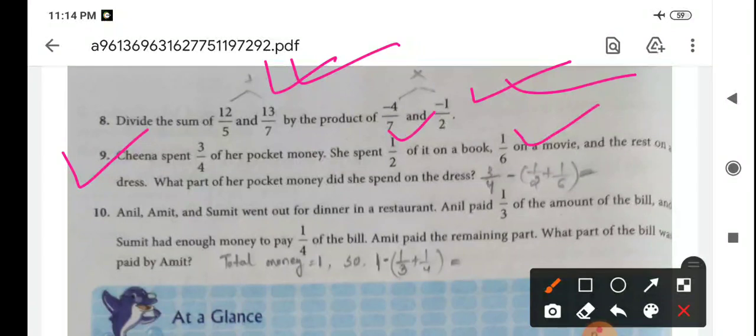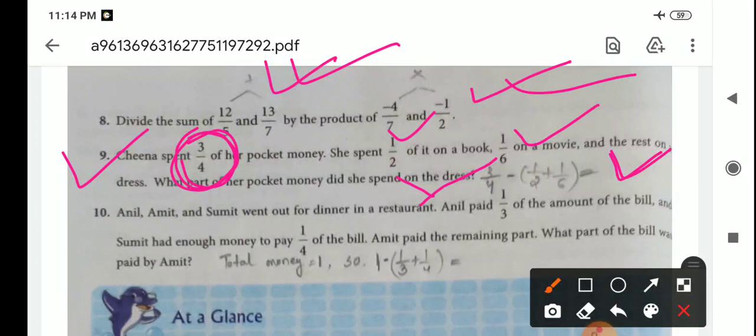Very easy. Total spent is this much. So already total pocket money is this much. Already she spent this much. So if we first add 1 by 2 and 1 by 6, then we subtract from 3 by 4. So if you solve this sum, then you get your answer.